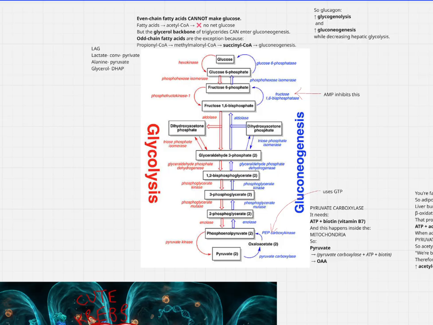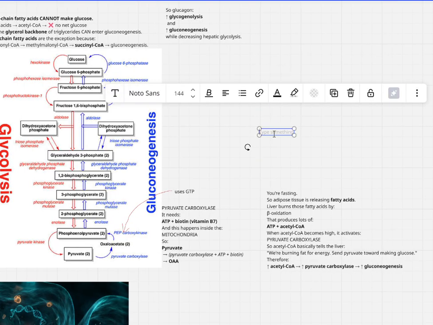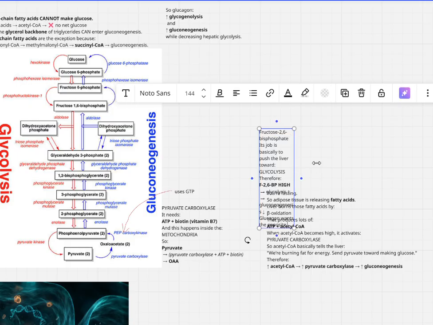Now there's a famous fructose 2,6 bisphosphate thing going on here. This looks horrible in books, but the idea is very simple. There's a molecule called fructose 2,6 bisphosphate. Its job is basically to push the liver towards glycolysis, right? Let me just punch this down here so you guys can refer to something while I'm talking about it.